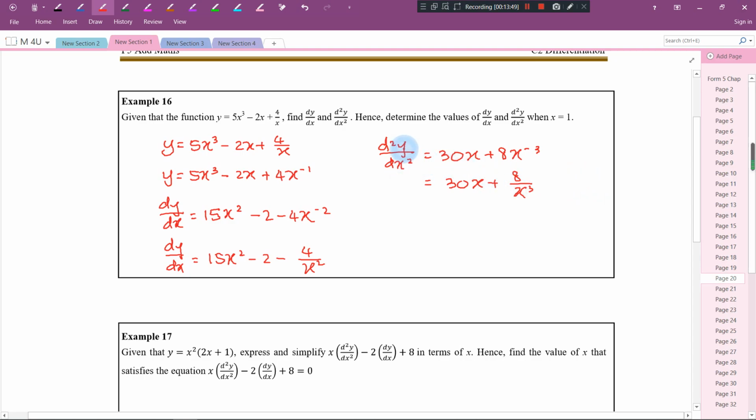Okay, so this is the second derivative. This is the first derivative. We have done this part. Now we want to find the value of dy by dx and also the value of d2y by dx squared when x is equal to 1.